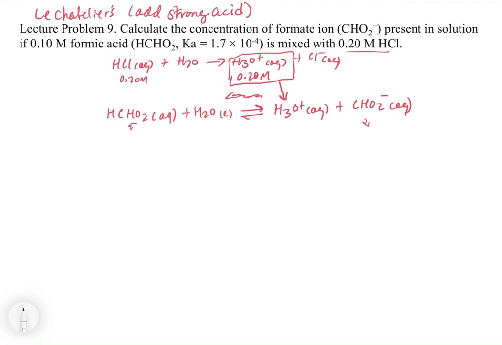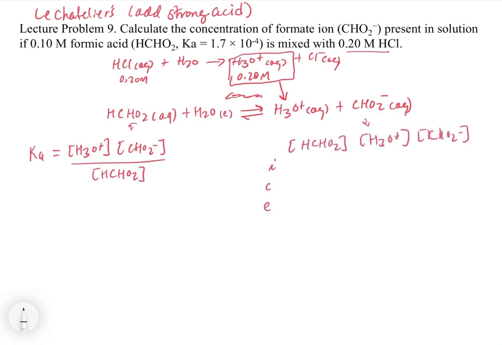So let's work on how we can solve this with the ice table. First, I'm going to write my Ka equation, which is that Ka is equal to the concentration of H3O plus times the concentration of the formate anion divided by the concentration of the formic acid. For our ice table, we know that we're starting out with 0.10 molar formic acid, but the interesting thing in this case is that our H3O plus is not going to be 0. Our H3O plus is going to be starting with a value of 0.20 molar.